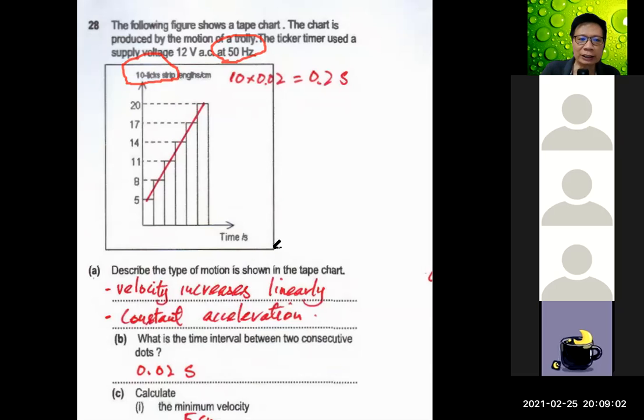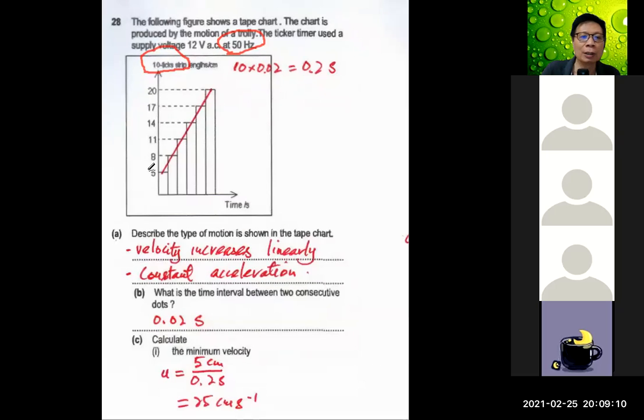Okay, minimum velocity. So you take distance 5 cm, over here 5 cm. Time 0.2 seconds. As we already know just now, one strip here now is 10 ticks, so 10 times 0.02 is 0.2 seconds. So the time here is 0.2 seconds. So 5 cm divided by time 0.2, so you get 25. Okay. So next one is maximum velocity, this one.